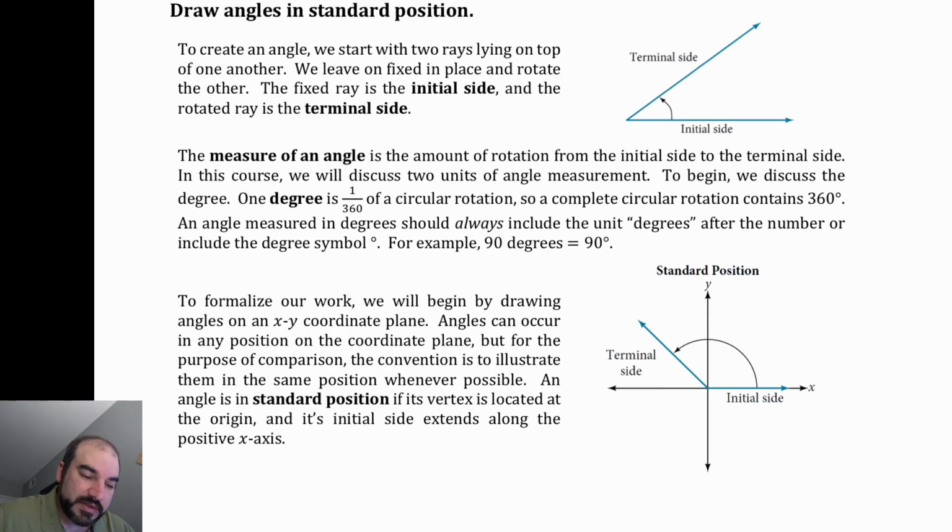And when we talk about standard position, that is when the vertex of the angle, which is the corner of the angle, is on the origin and the initial side lays on the x-axis. Then when we swing open the angle, wherever the terminal side lands, it does, and that's called standard position. So this angle is in standard position.